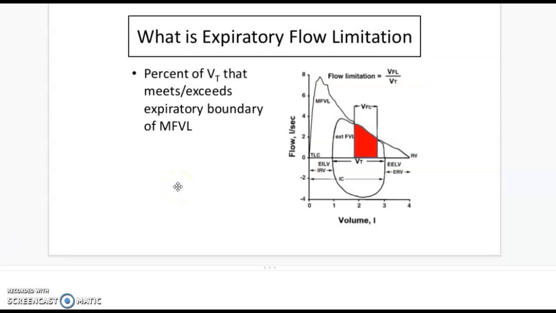What is expiratory flow limitation? It's the percent of the tidal volume that meets or exceeds the expiratory boundary of the maximal flow volume loop. So again, here's our maximal flow volume loop, and here's where it's matching it, or if it exceeds it. That's going to show you where there is flow limitation. Normal healthy lungs shouldn't have flow limitation. Somebody with COPD should. That's kind of the synopsis of that.